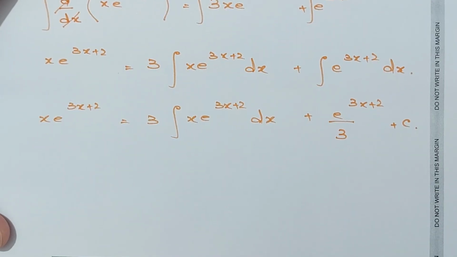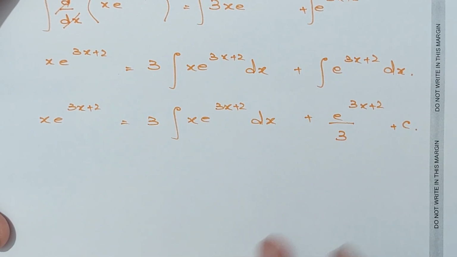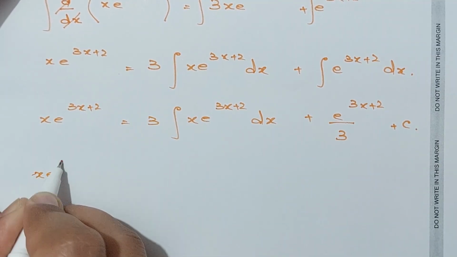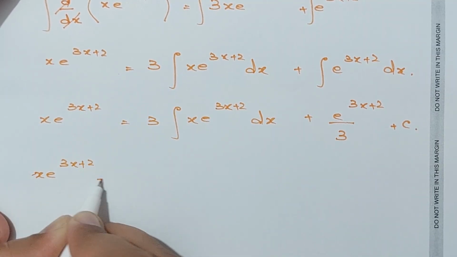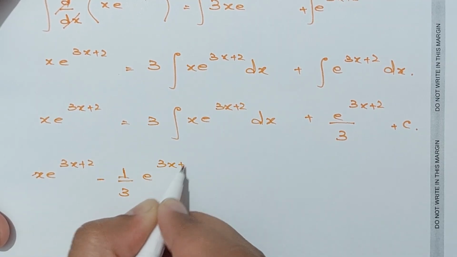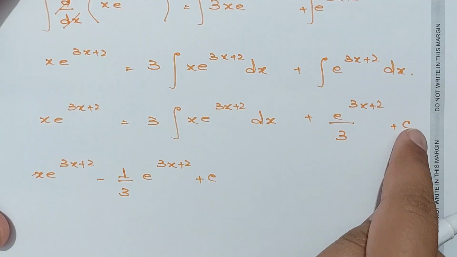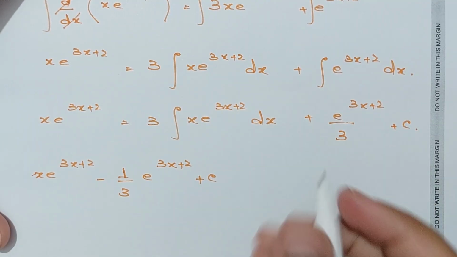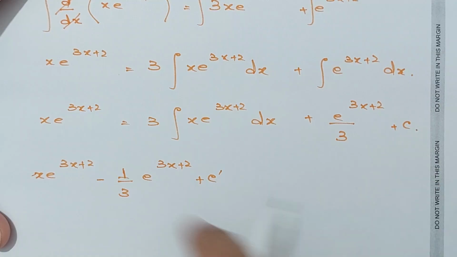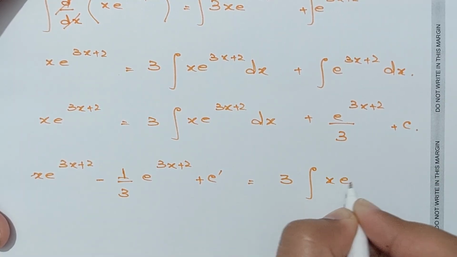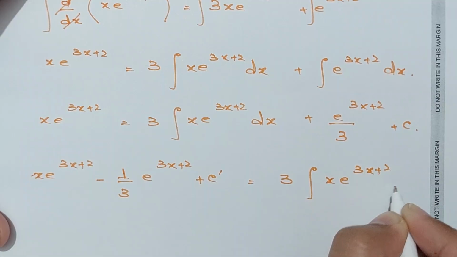Now for further simplification, shift these terms to the other side. We can say x e to the power 3x plus 2 minus 1 over 3 e to the power 3x plus 2 plus some constant of integration. You can take it negative, but the constant of integration is arbitrary, so negative c would be c prime. This is 3 times the integration of x e to the power 3x plus 2 dx.